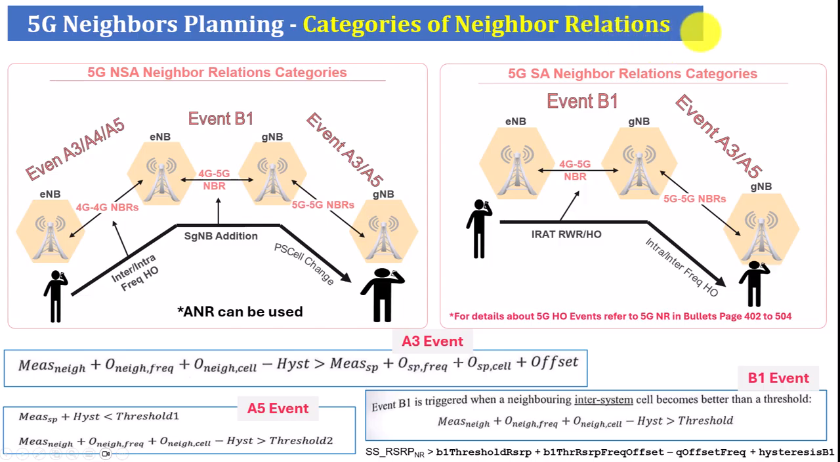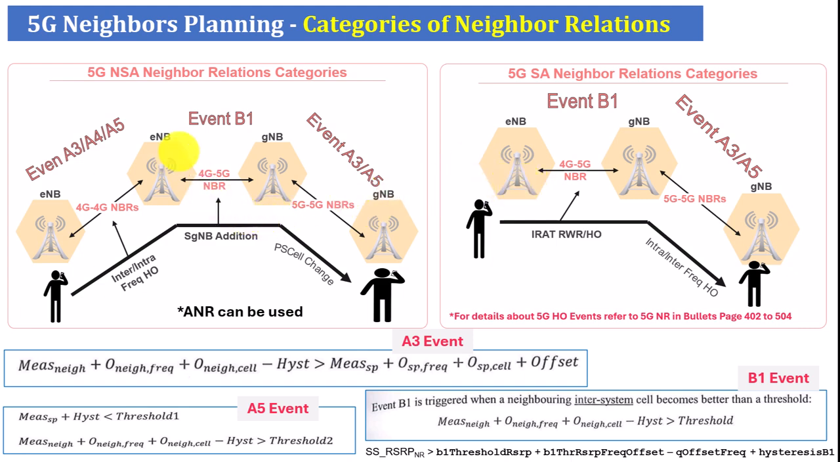Okay, the first part I would like to cover is related to 5G neighbor planning. Actually, there are different categories of neighbor planning relations. If you already have some experience in even a 4G or 5G network, this should be very easy for you to understand. But here I just try to classify it into 5G non-standalone in the left figure as you can see here, and 5G standalone, just to give you a brief about what kind of neighbor relations are required for both of them and what kind of events and so on.